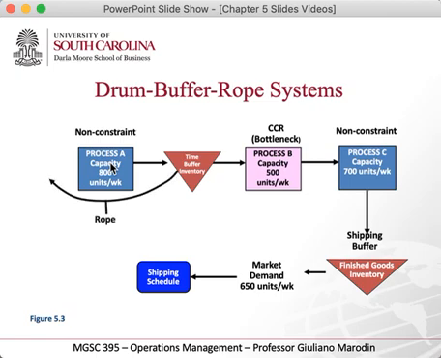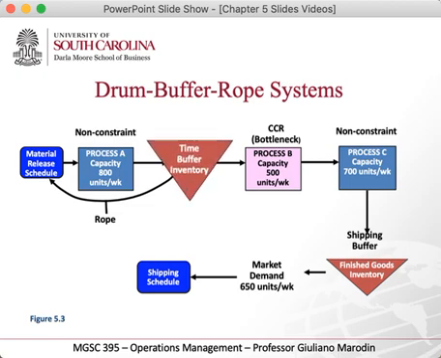So then you send the information, which is the rope, to release more material so process A can start producing again. When process A starts, it produces a lot because it's 800 a week, so the inventory is going to increase and increase. So that's what we call the drum-buffer-rope. Question: we know that the rope is that information, and we know that the buffer is here. Who is the drum?